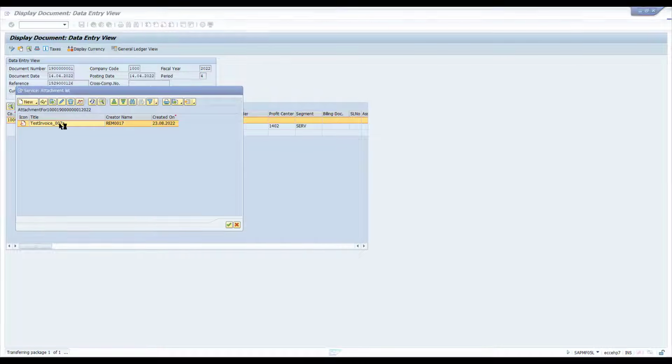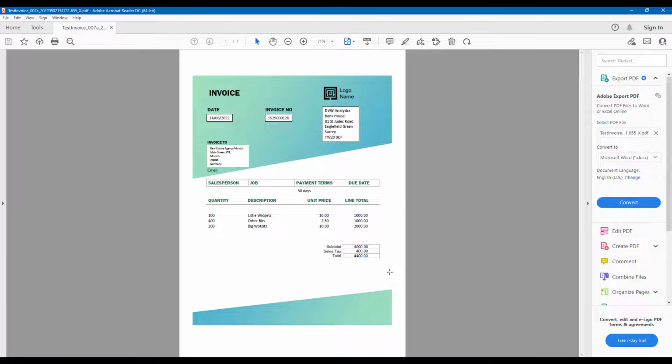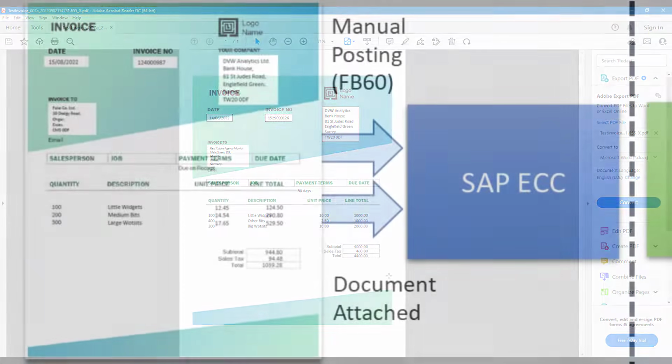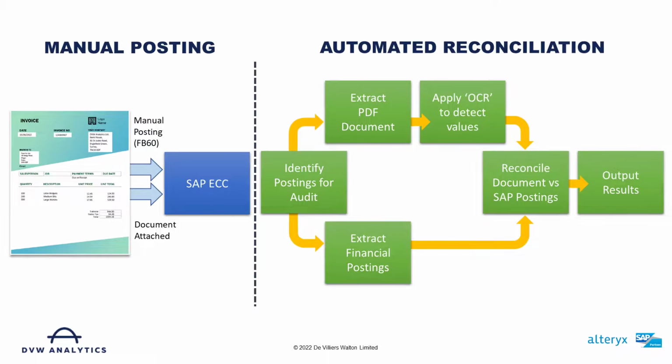You can find that in the attachment list here, and if I open it, we can then say yes or no, that's okay. If you're an auditor, you know all this takes a great deal of time. So let me show you how to automate this and save hours on this process.